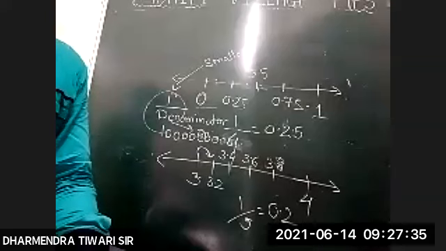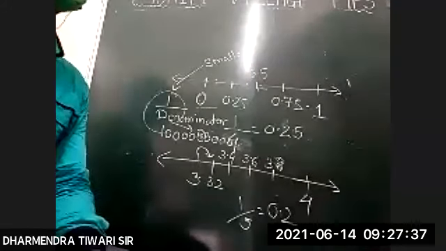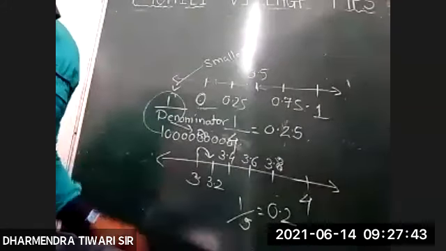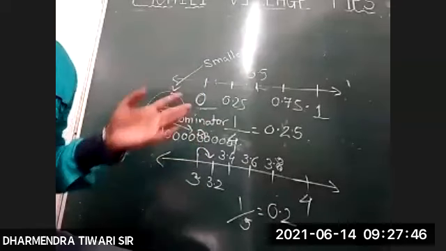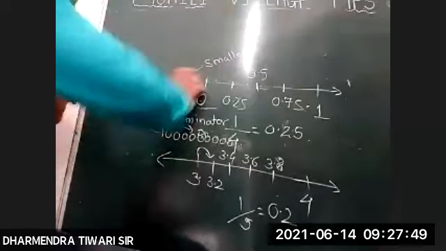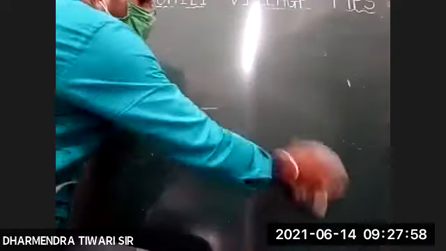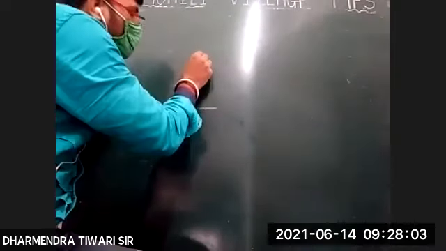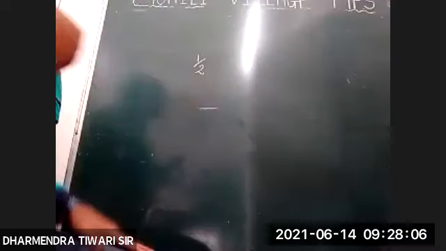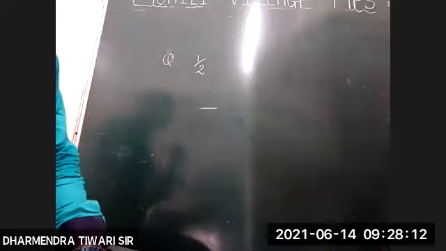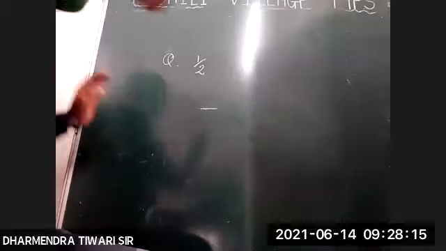Assuming that you know how to convert a mixed fraction to fraction form, we will now be plotting some numbers on a number line. Say we need to plot 1 by 2 on a number line. First, we should know the value of 1 by 2.